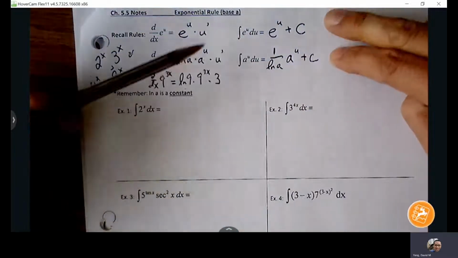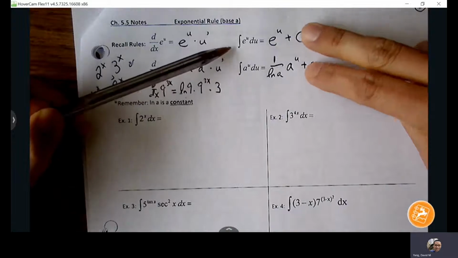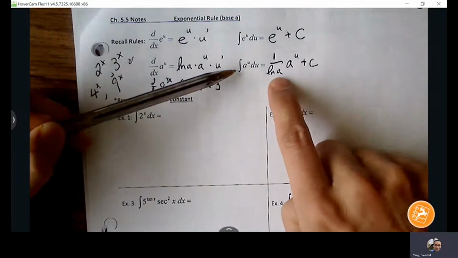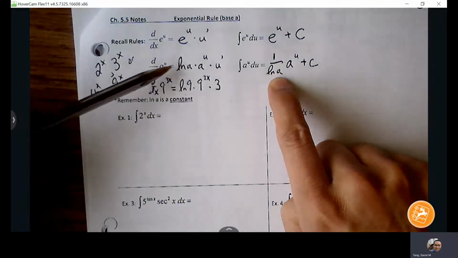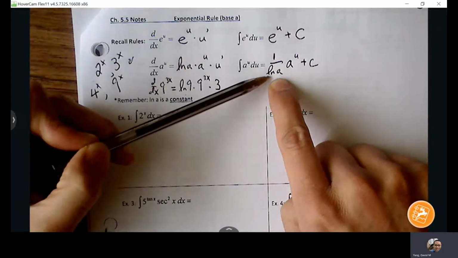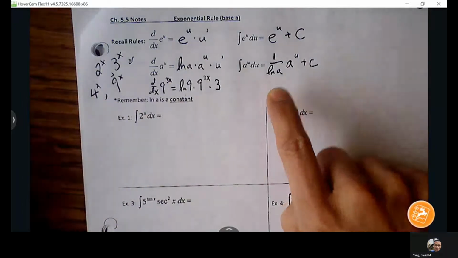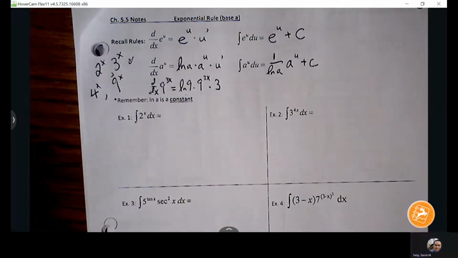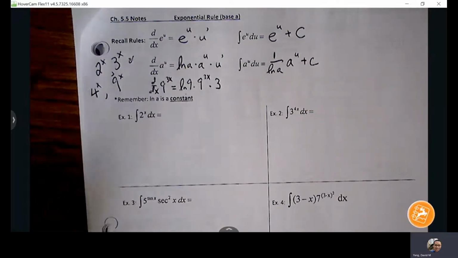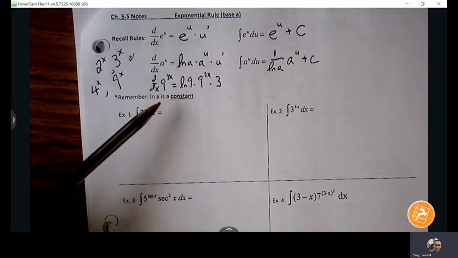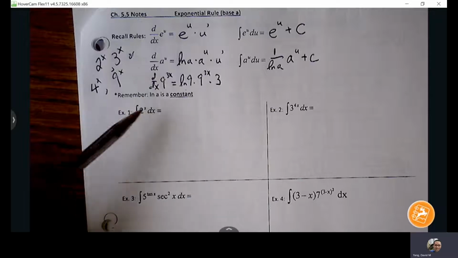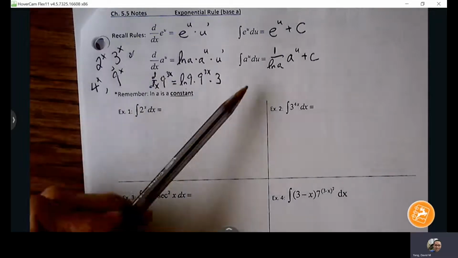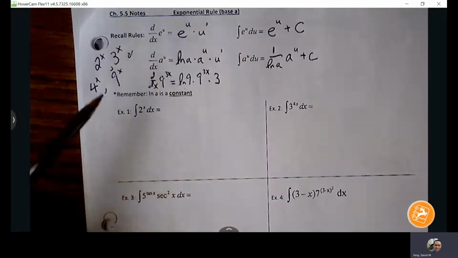If you look, it resembles the derivative of a to the u, very much the same thing. But again, a conversion has to happen with natural log of a. We're going backwards, and that's why the natural log of a ends up in the denominator this time. Remember that natural log of a is just a constant. We can have it pushed out in front if we're trying to deal with the integral rule. It's not a variable.